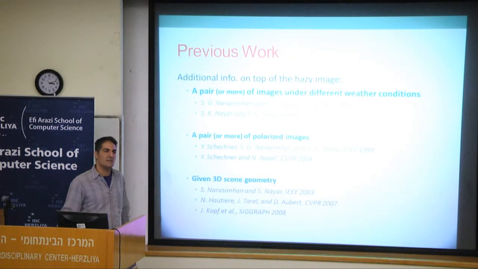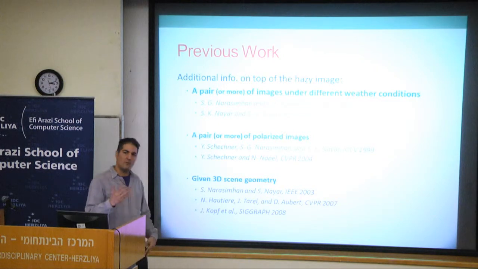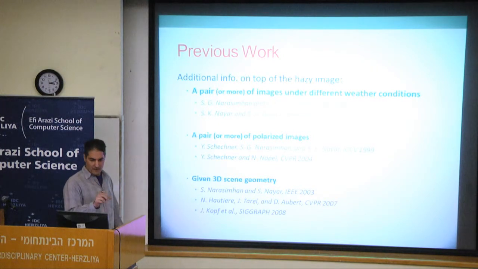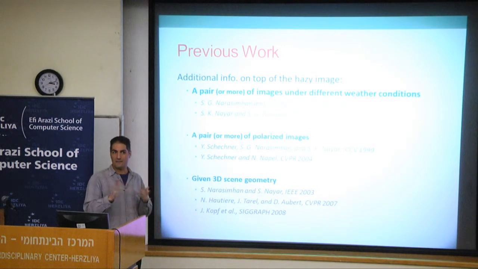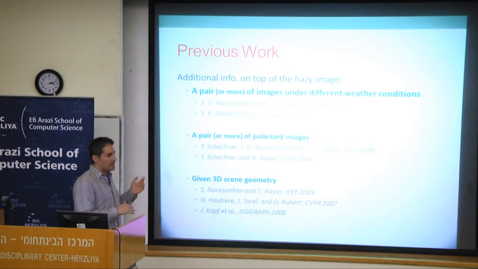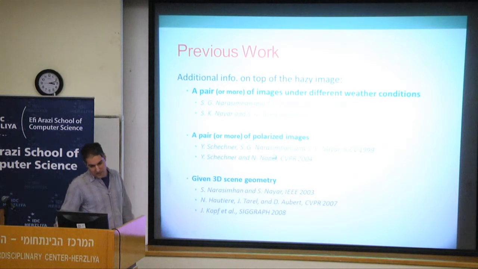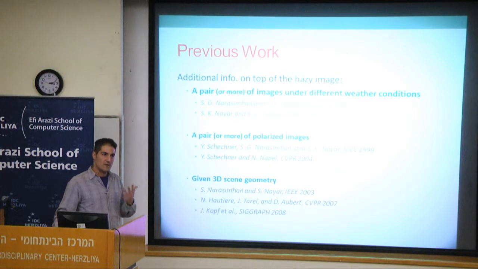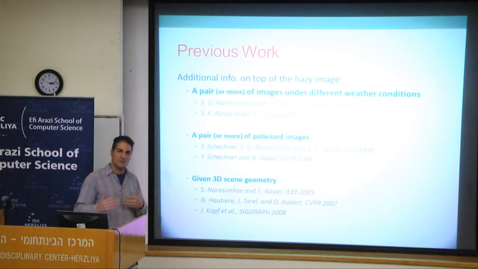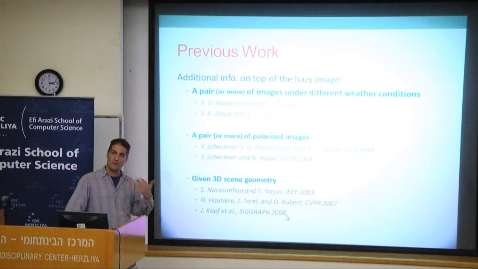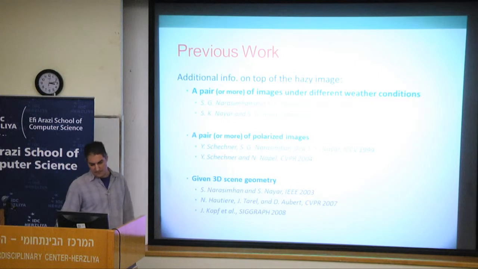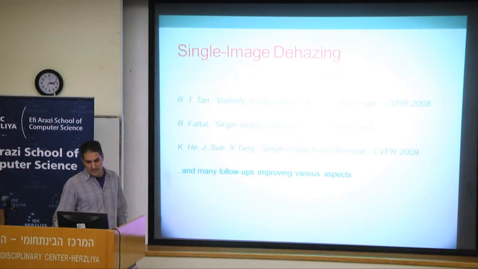So this is the very reason why many previous works assume that they have more information about the scene than the image itself. Some methods used more than one image of that same scene, taken under different weather conditions. Other methods by Yoav Schechner assume that the scene was taken under different polarization angles, which change the amount of haze, and therefore it can be subtracted. And other methods assume that they know the three-dimensional geometry of the scene, so when the depth is known, the transmission can be estimated based on this simple assumption.